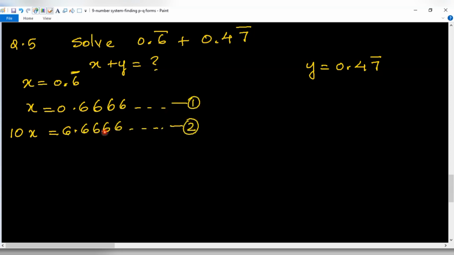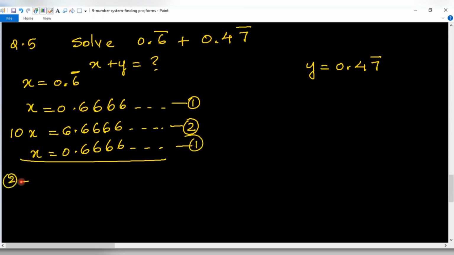Then we can subtract. See, x is equal to 0.6666 like that. This is our first equation. Now we are going to subtract second minus first equation. 10x minus x is 9x. The decimal places are alike, so they will go during subtraction. 6 minus 0, 6. That is x is equal to 6 by 9. Both are multiples of 3, we can divide by 3, so we'll get 2 by 3.